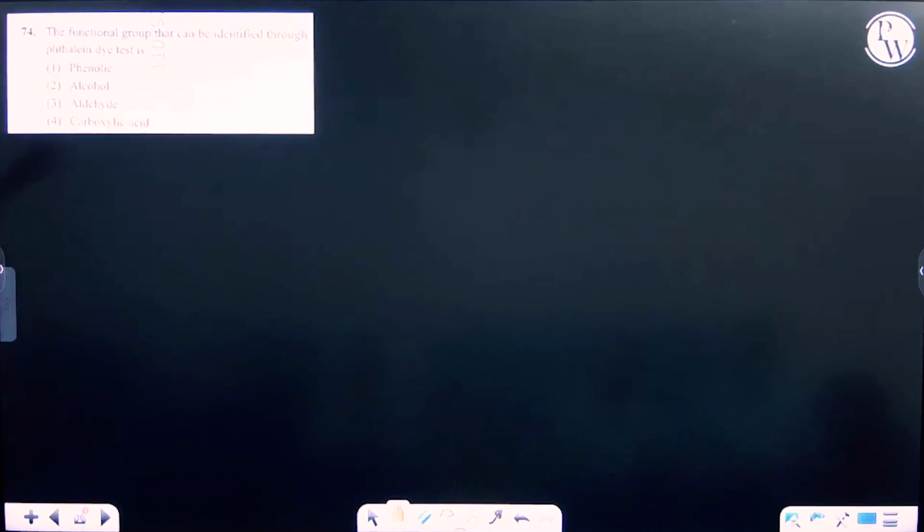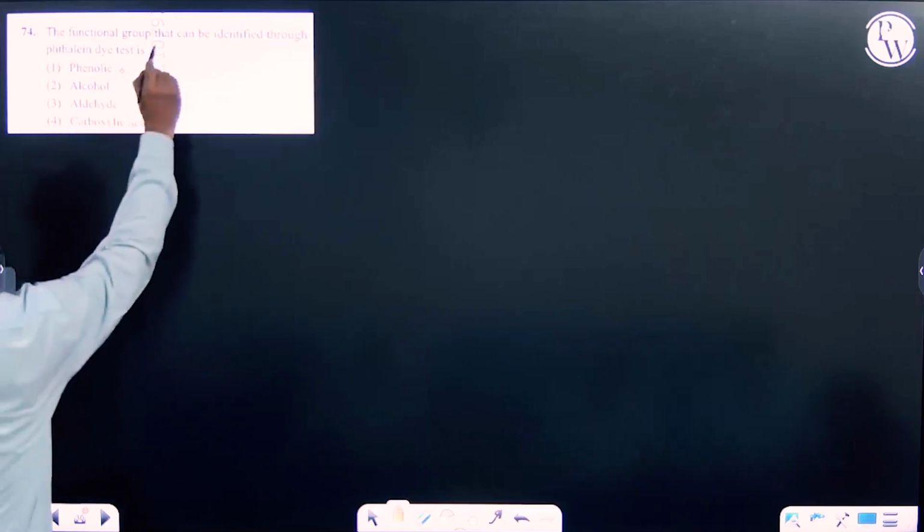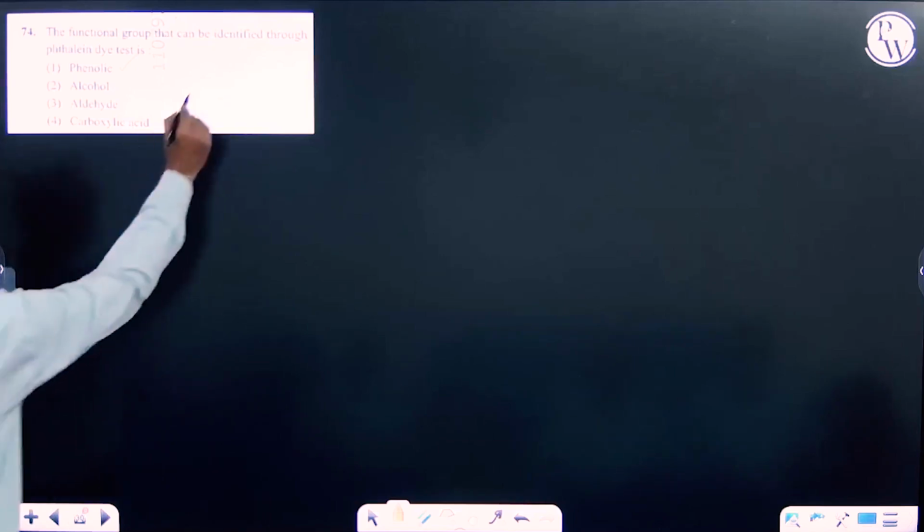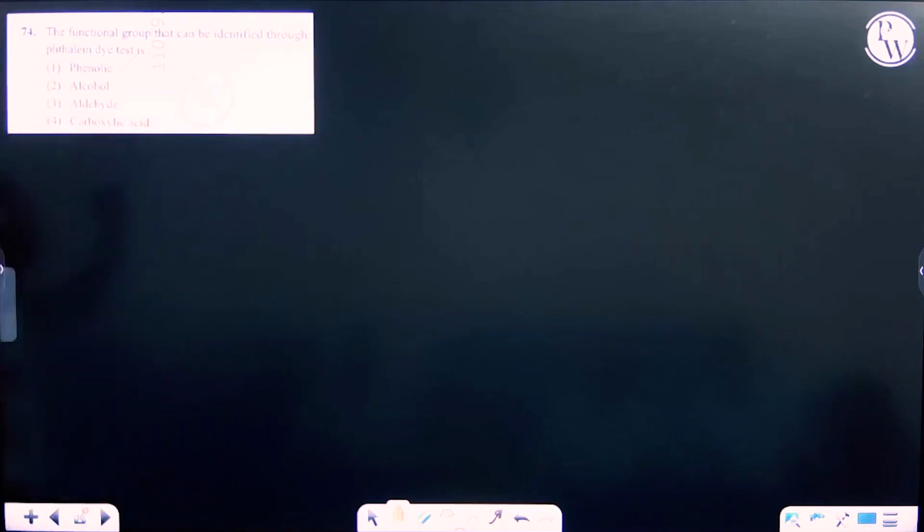The functional group that can be identified through the phthalein dye test. Straightforward, you can just go for phenols. Alcohols can be identified by the CAN test. Aldehydes can be identified by 2,4-DNP. And carboxylic acids can be identified by the NaHCO3, sodium bicarbonate test. So, straightforward test, easiest question and time-saving question.